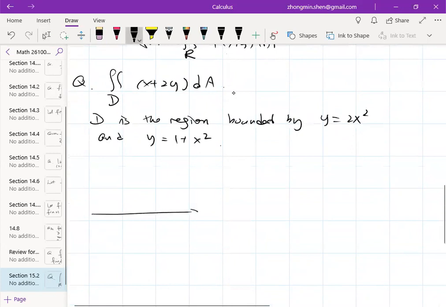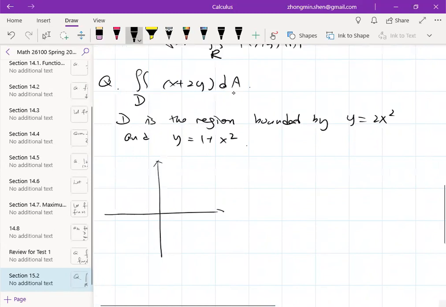So this is the domain. y equals 2x goes like this. Okay. y equals 2x. And y equals 1 plus x squared goes like that. So there's an intersection point, and this is the domain. Very strange, right? It's closed, bounded.